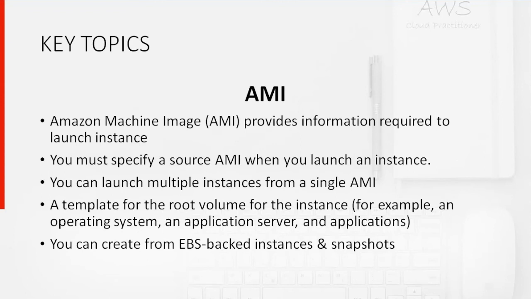Key topics. AMI. Amazon Machine Image, AMI, provides information required to launch an instance. You must specify a source AMI when you launch an instance. You can launch multiple instances from a single AMI. A template for the root volume for the instance, for example, an operating system, an application server, and applications. You can create from EBS-backed instances and snapshots.